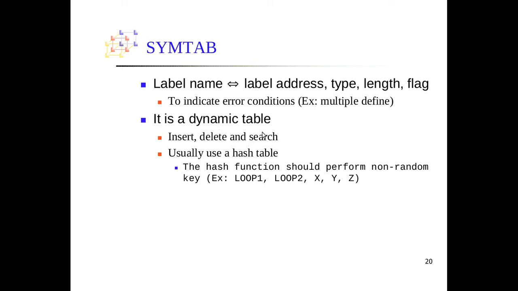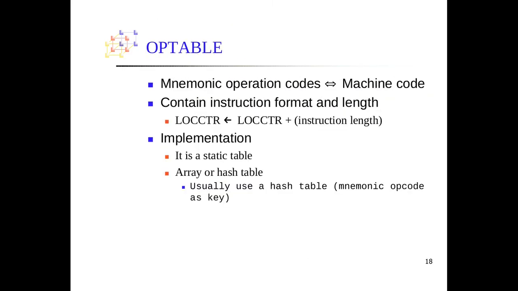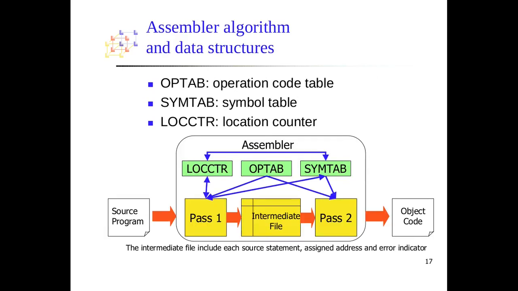The symbol table is a dynamic table, that is, operations like insert, delete and search can be done on the symbol table. That's about the symbol table, location counter and operation table, or OPTAB. So these are the main data structures used: OPTAB, SYMTAB and location counter. These will be used by pass 1 and pass 2 during the assembly process. Okay.